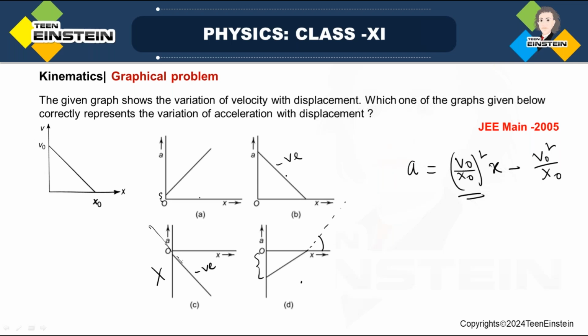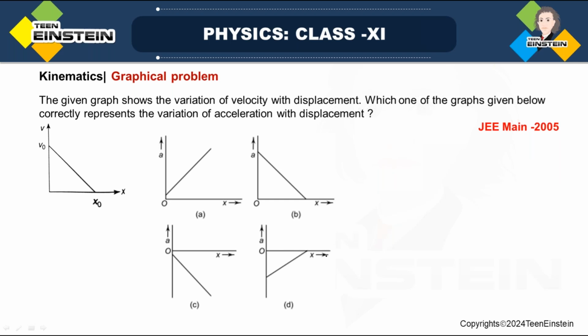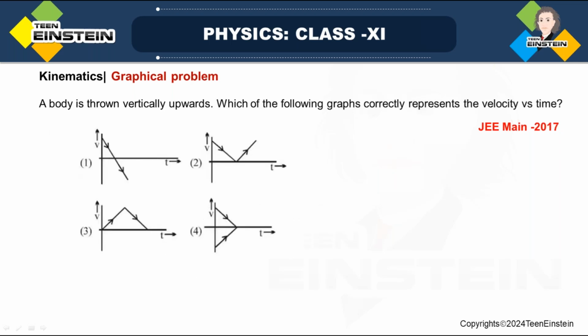So these graphs I cannot say, I can reject this. I have A and D. Among these, this has positive intercept, but this has negative intercept. So option D will be the correct answer for this question. Let me clean everything and show you the graph. Graph D is representing the correct variation of acceleration with displacement. So option D is the answer.